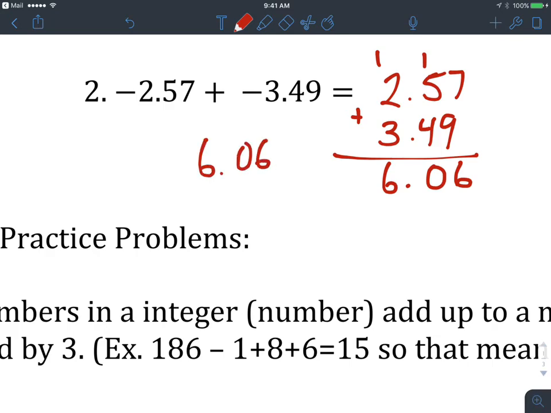And don't forget, this is addition, so our negatives would not cancel out, it would stay in the answer. So my answer is -6 and 6 hundredths.